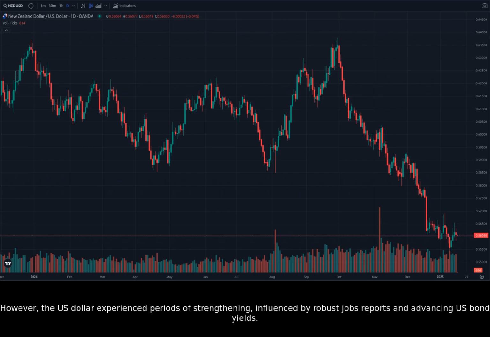However, the US dollar experienced periods of strengthening, influenced by robust jobs reports and advancing US bond yields. These news events provide a crucial context for our chart analysis, enabling us to identify potential causes for price movements.